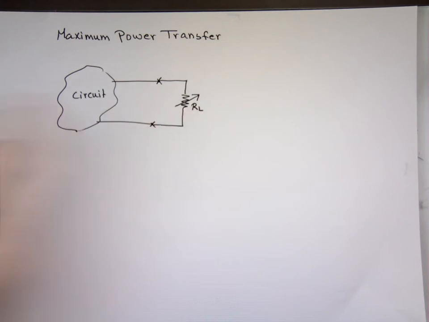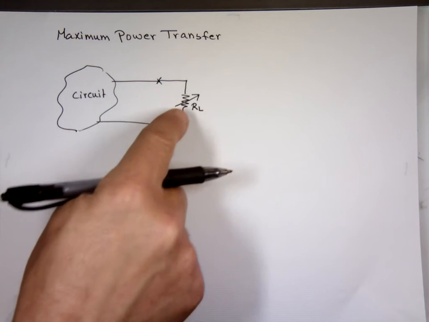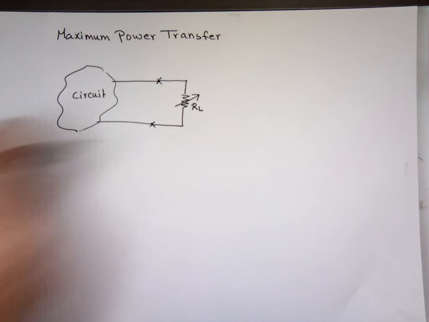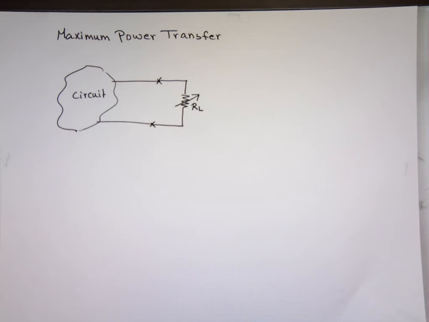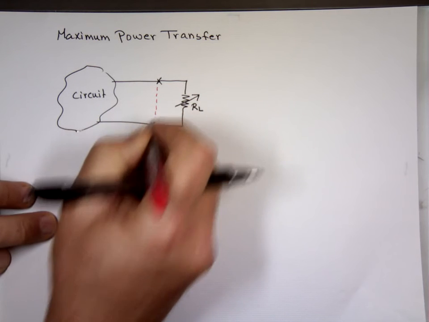So we're looking for what is R sub L? What value can I put there that will maximize my power transfer to that load, that resistor? Well, we know I can take this circuit and replace it with the Norton or Thevenin equivalent, right?